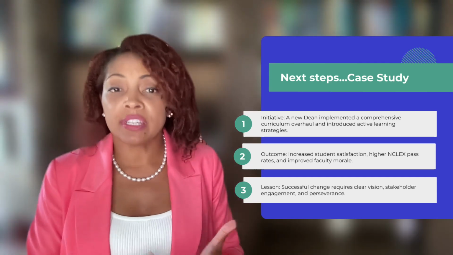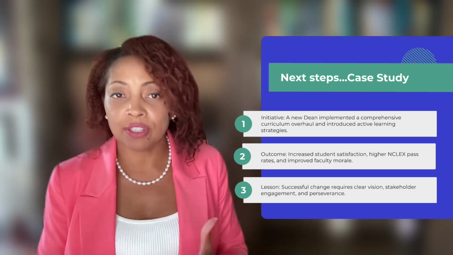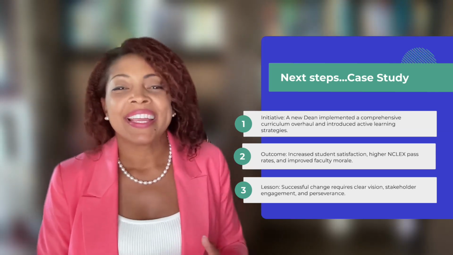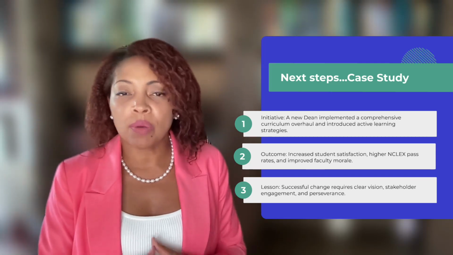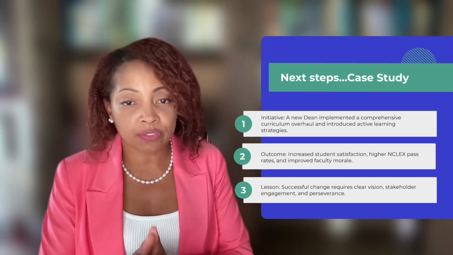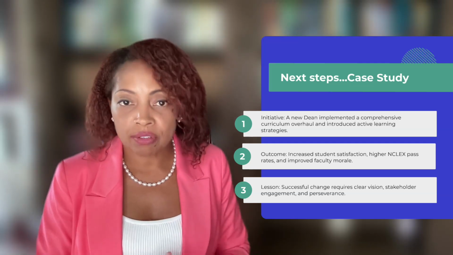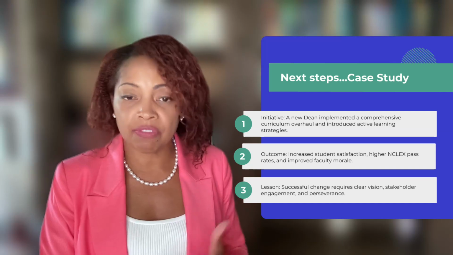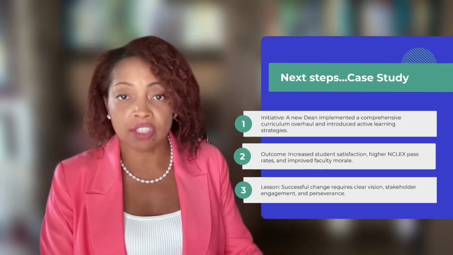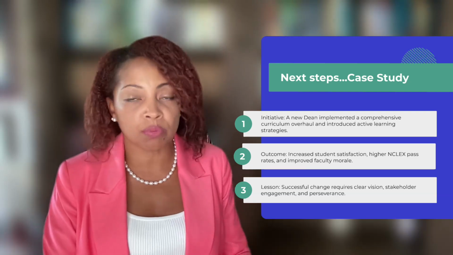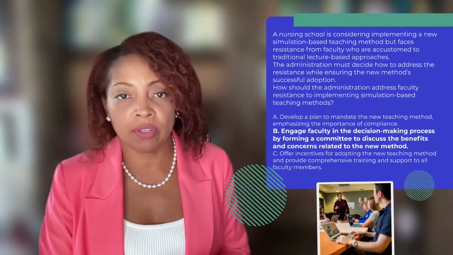So this is a summary. The initiative, we've talked about the dean implementing that comprehensive curriculum overhaul and hopefully having colleagues at the table. And the outcome, everything improved. And then what is our lesson? Well, we want to engage in a successful change strategy by being clear about our vision, having stakeholders engaged, so having a seat at the table for our stakeholders, and being able to see that change continue, right? We want to persevere. We want to push through those challenging situations, thinking about what our common goal is.